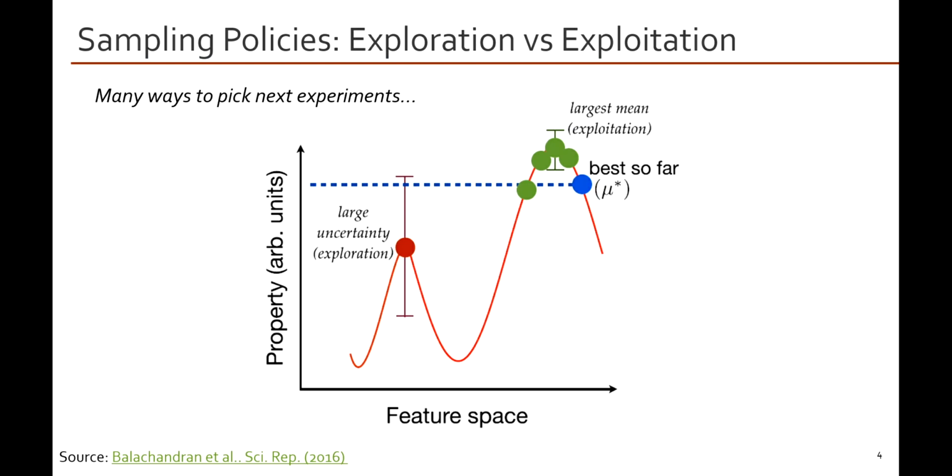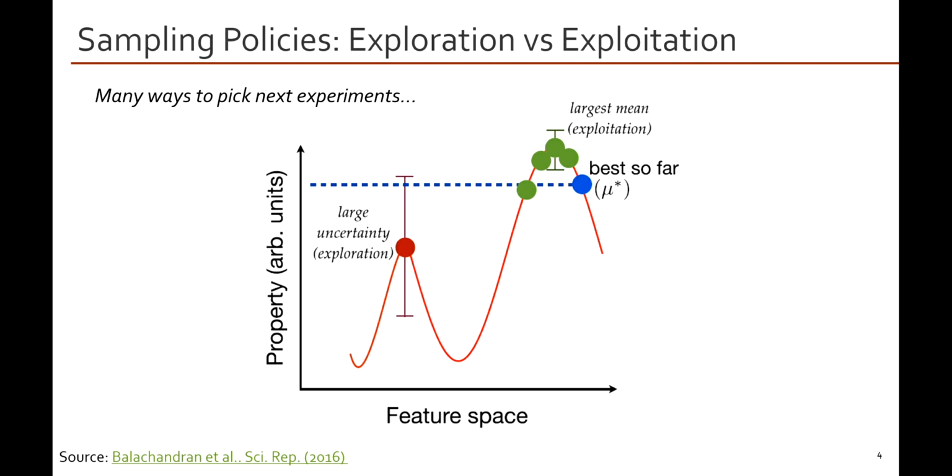And there you could devise a policy where I disregard uncertainty altogether and I pick the point that has the highest mean or the highest likely value predicted based on my model. And I could say this is exploiting my model's predictions. And often you hear these two different poles described as differences between exploration and exploitation of the experimental space.